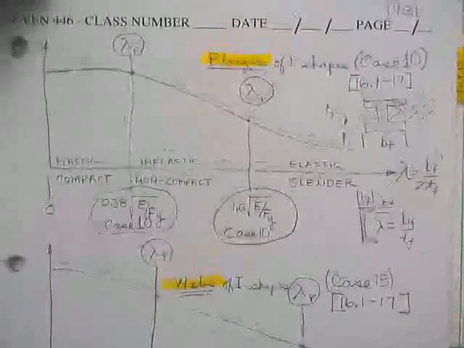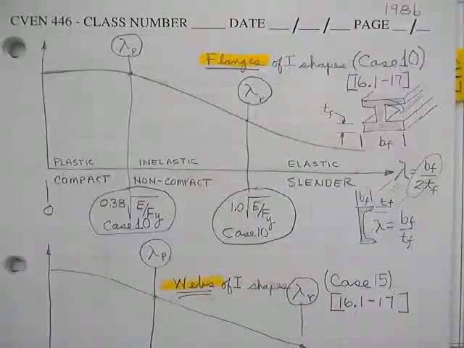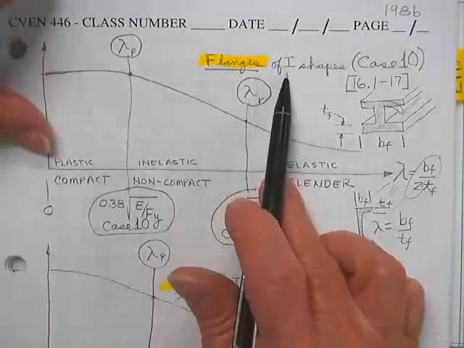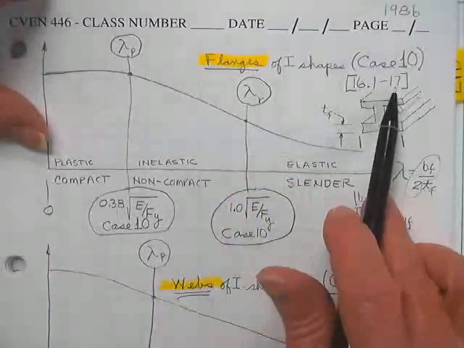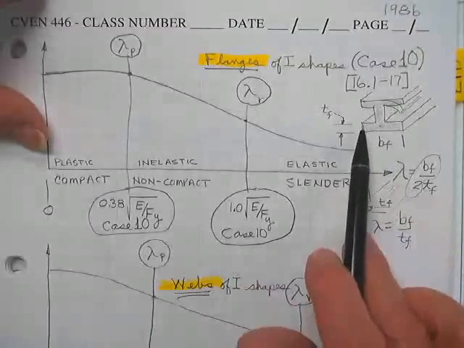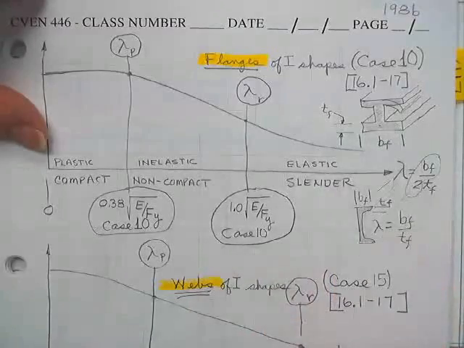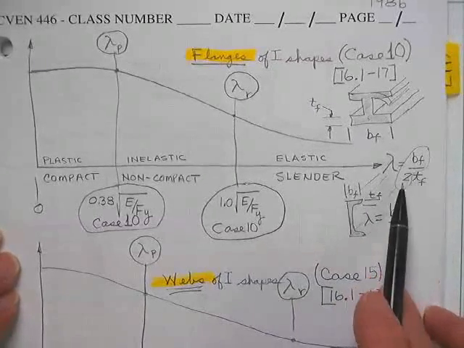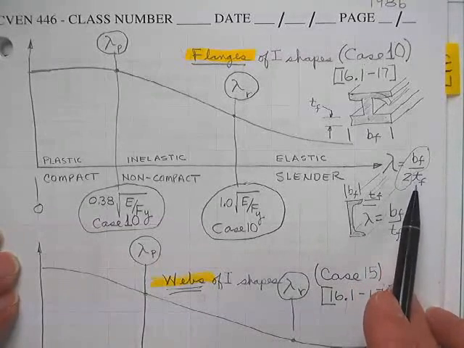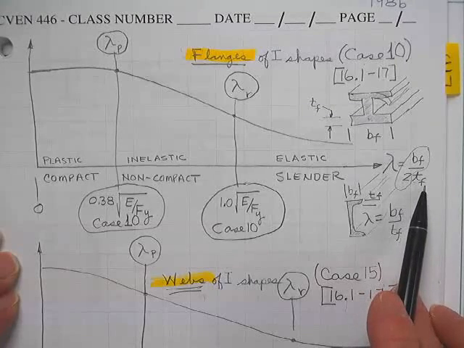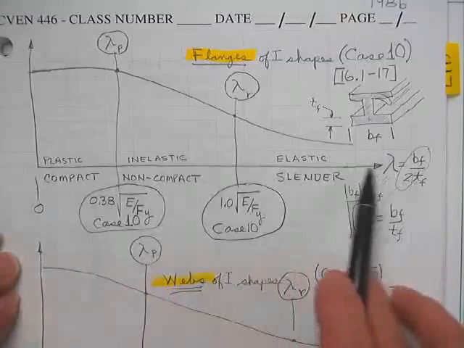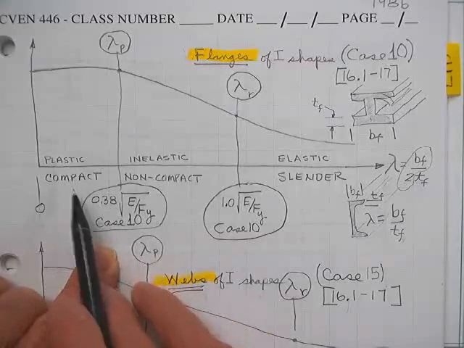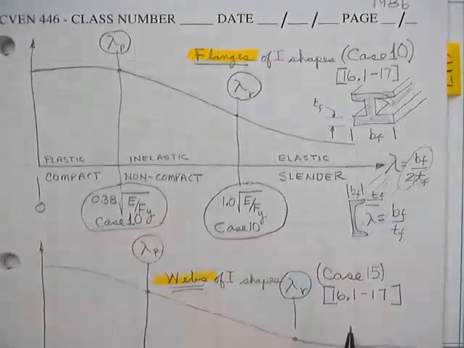Here it is a little bigger. The more I looked at it and the more I wrote on it, the more I didn't like it. Here it is. This is for flanges of I shapes. It'll be a wide flange, channels. It is case 10. It's on that page in your specs. Here's your thickness of the flange. There's your B sub F. You will be computing lambda equal to B sub F over 2 over the thickness. That's the stick out. That's the resistance to being stuck out in the air. You'll enter your number somewhere along this axis. If it's below this breakpoint, then it is plastic, compact, inelastic, non-compact, or slender.